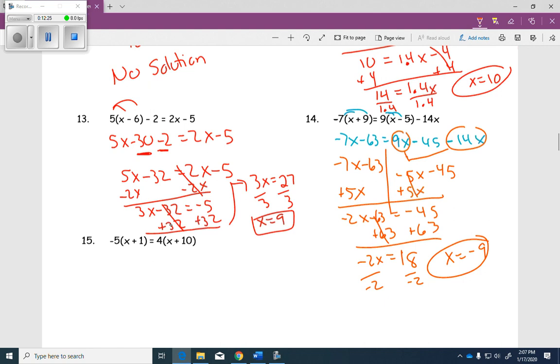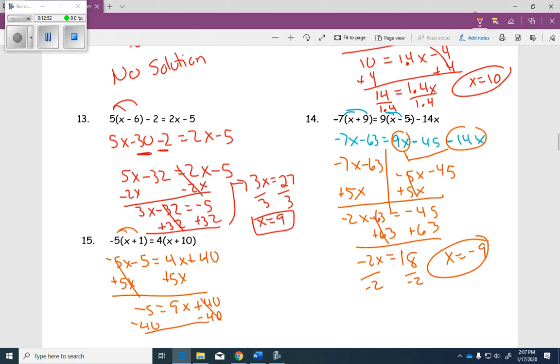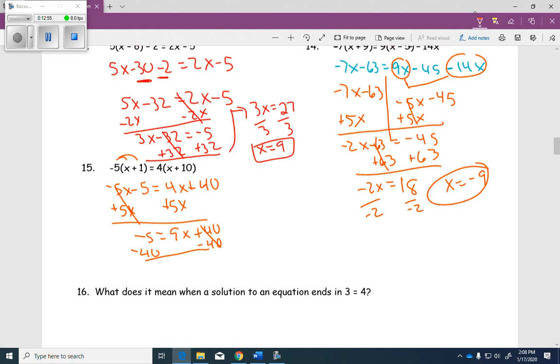And this one we distribute. Negative 5x minus 5 equals 4x plus 40. I will, I don't know, add 5x to both sides. So negative 5 equals 9x plus 40. Subtract 40 from both sides. So negative 45 equals 9x. Finally, divide both sides by 9, and x equals negative 5.